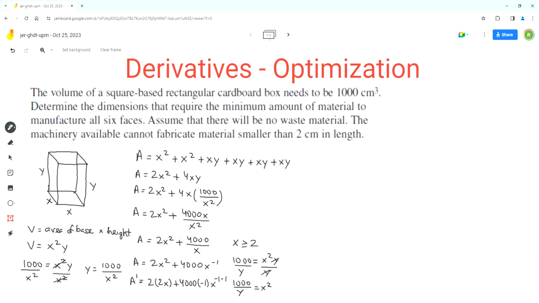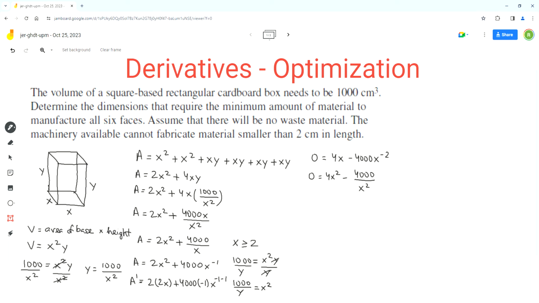So we know that we are finding the x values at which the tangent is horizontal, so we can sub in A prime as 0. So we get 0 equals 2 times 2 is 4, and then minus 4000, and then x exponent -2. Now in order to solve this equation, we should move x exponent -2 to the denominator, and that will make the exponent positive.